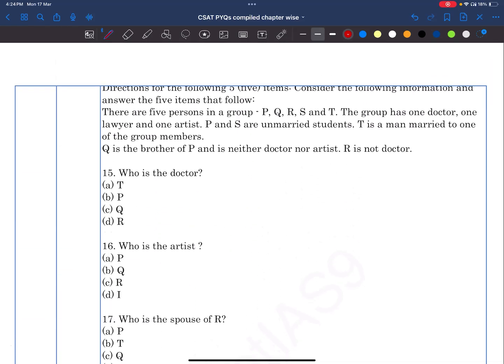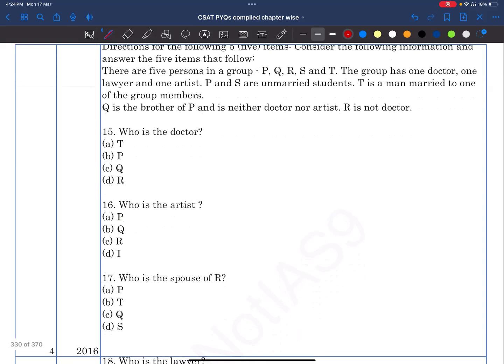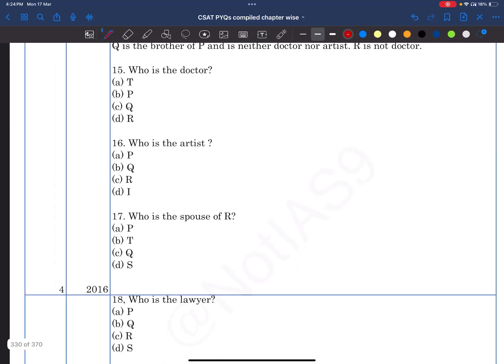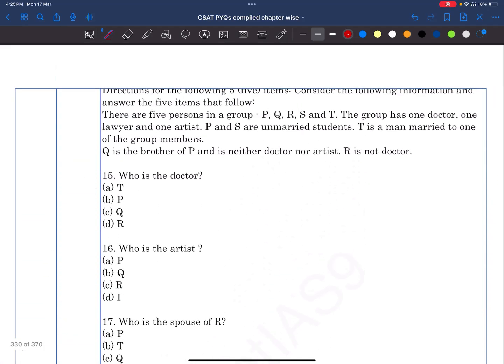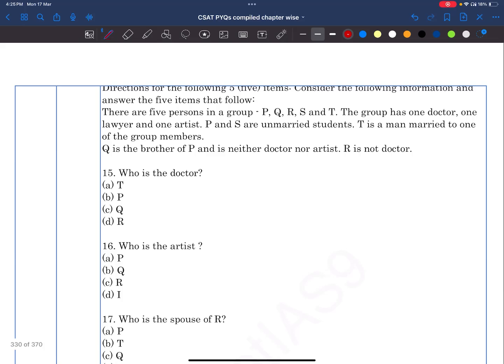Directions for the following 5 items. Consider the following information and answer the 5 items that follow, questions 15, 16, 17, 18, 19. There are 5 persons in a group, P, Q, R, S, and T. The group has one doctor, one lawyer, one artist. P and S are unmarried students.